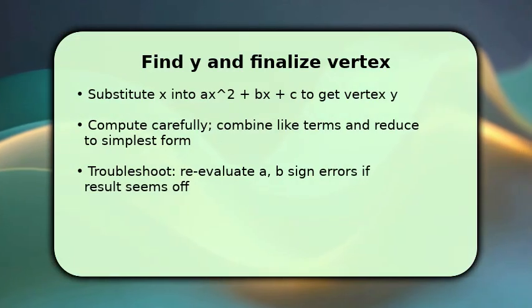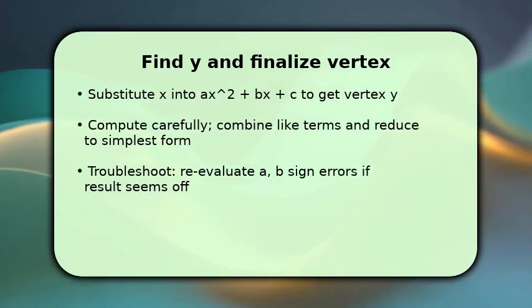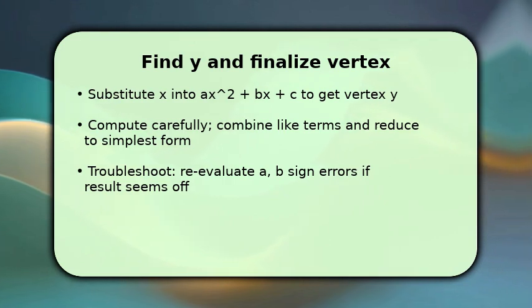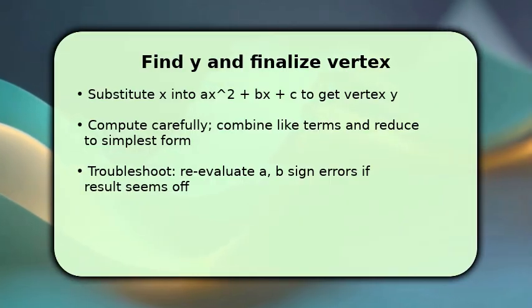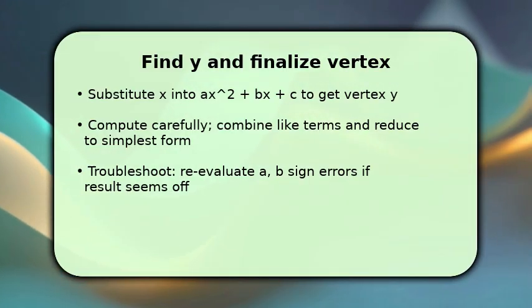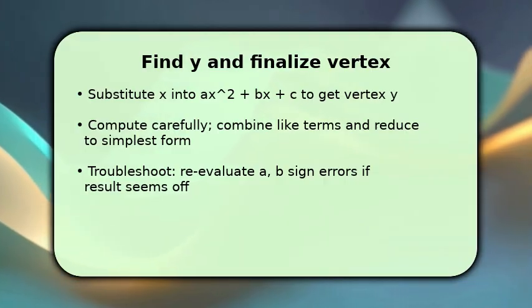You finish by substituting the x value into the quadratic to compute y. Evaluate x² + bx + c exactly and simplify. Do the multiplications and additions in an orderly way. Square the fraction first, then multiply by a, then add bx and c, so you don't lose track.